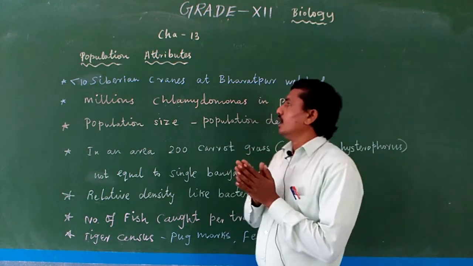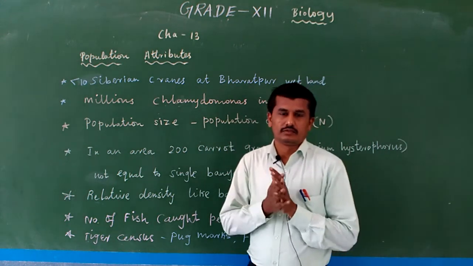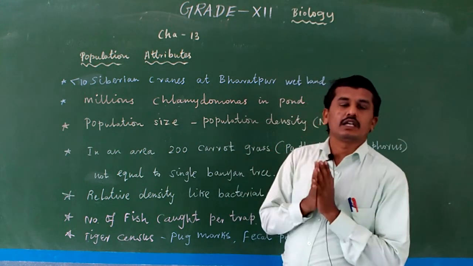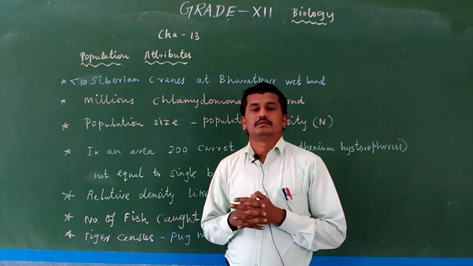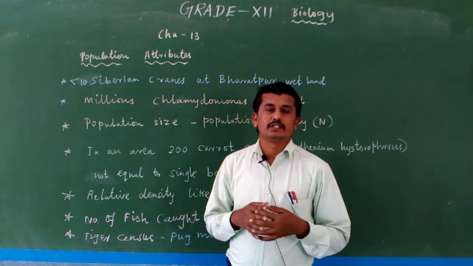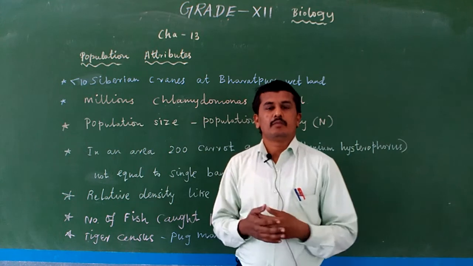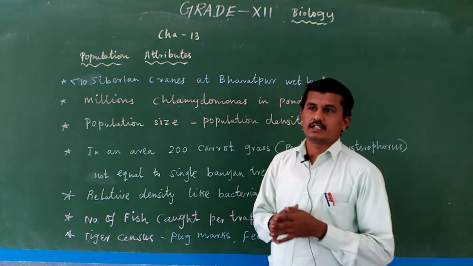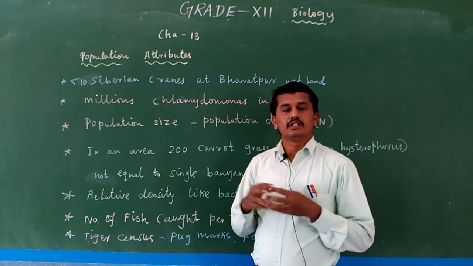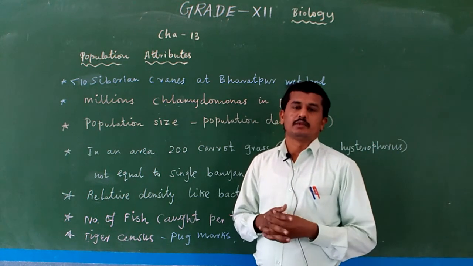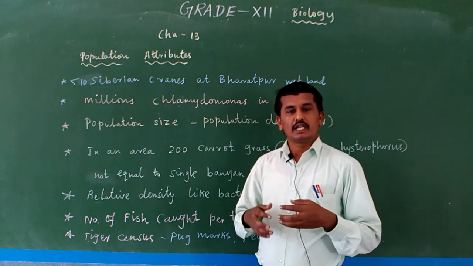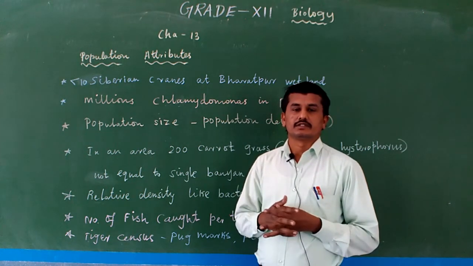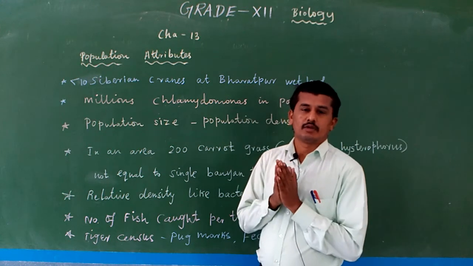In that, population attributes is the topic: how do we calculate the population, how do we count the population? For example, a population census worldwide is taken, maybe for the human population. Similarly, we can calculate the populations of various organisms. So how do we calculate a population?